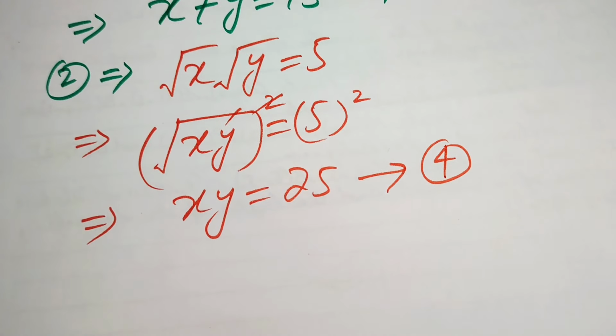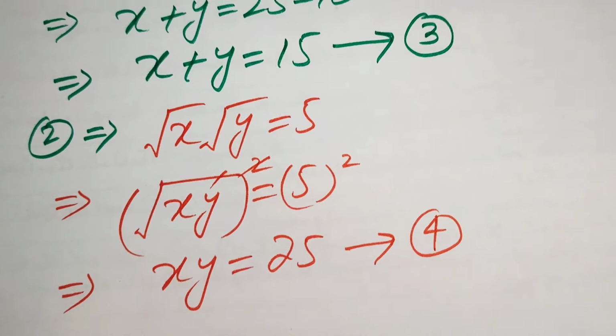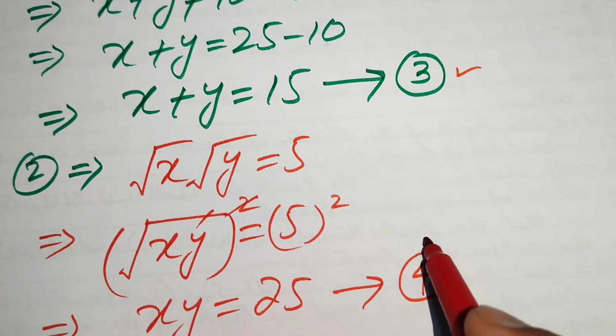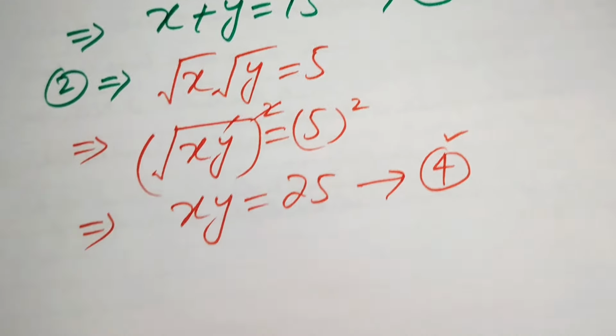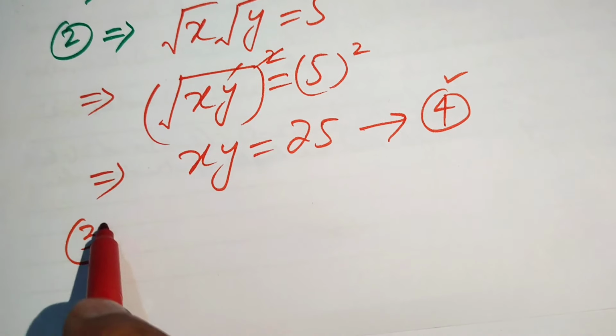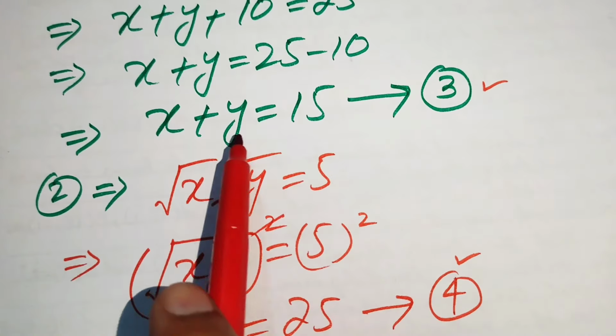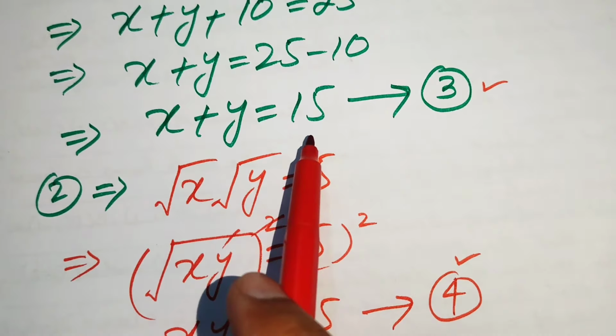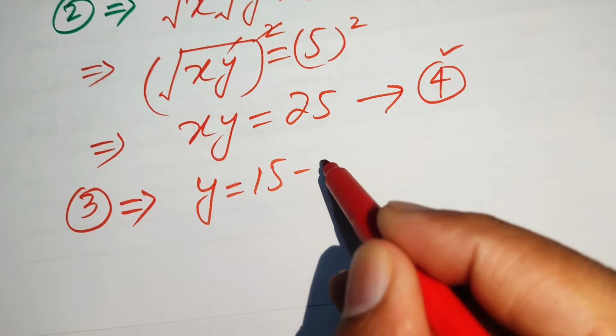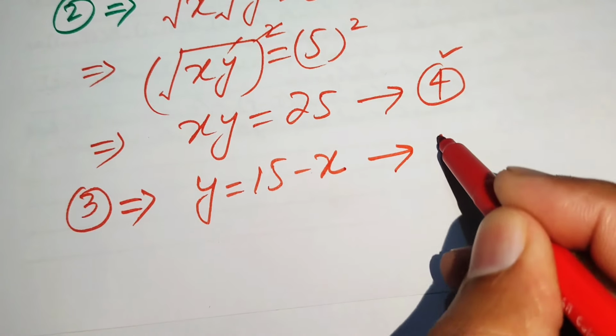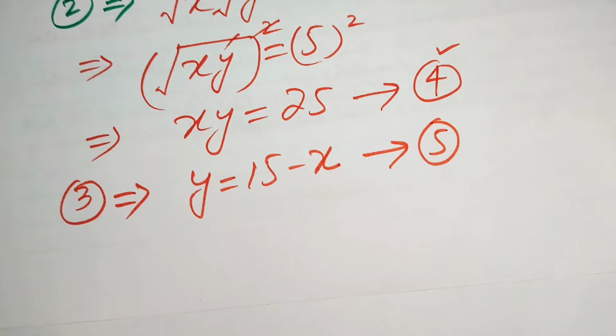And now in order to find the values of x and y, we need to solve equation number 3 and equation number 4. So now we focus on equation number 3. So our equation number 3 implies that x plus y equals 15, and now we move this x to the right hand side and we find the value of y, so that we have y equals 15 minus x, and we call this our equation number 5.